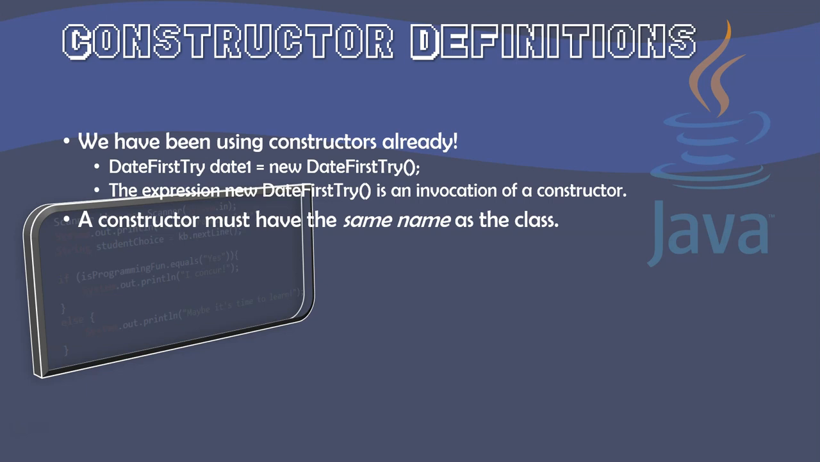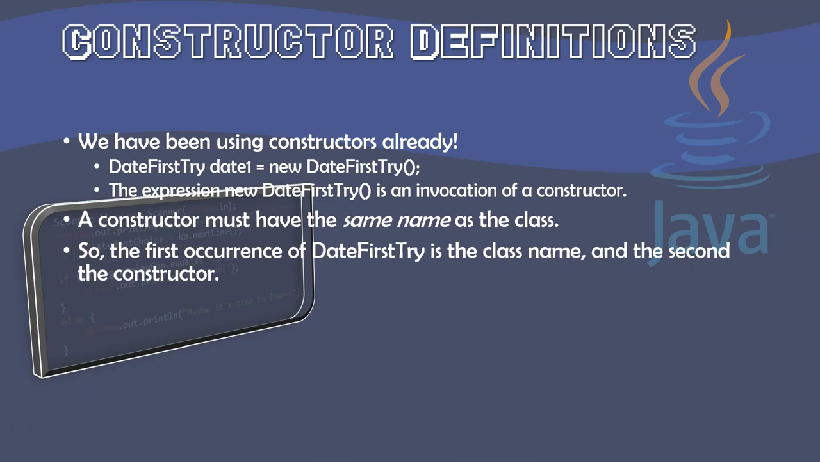Now, the thing to remember about constructors is they have to have the same name as your class. So, for example, if you're using DateFirstTry, it would be a new DateFirstTry. If you're using a DateSecondTry, it's going to be a new DateSecondTry. So the first occurrence of DateFirstTry in our example above is the class name. So it's DateFirstTry date1, that's referring to the class name. And the second part is the constructor, the new DateFirstTry.